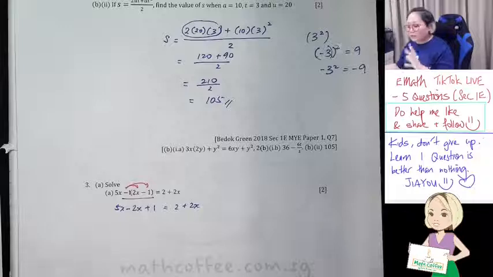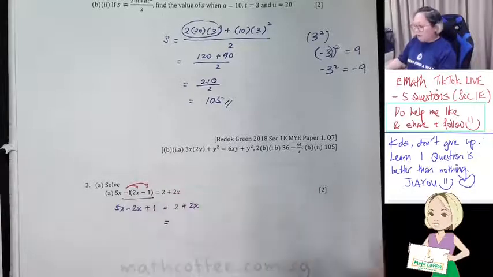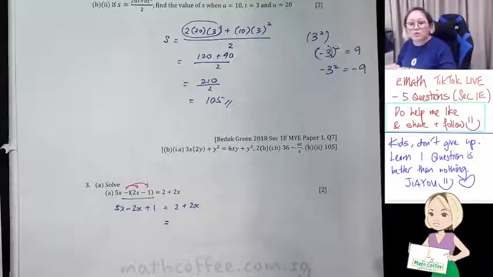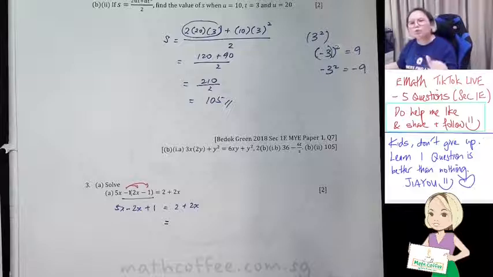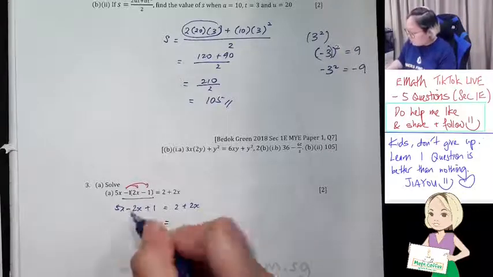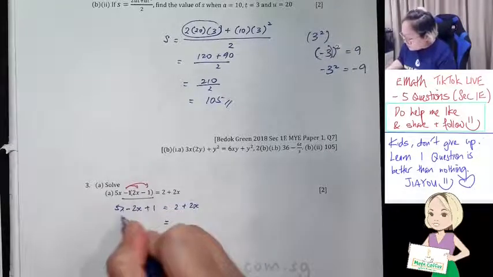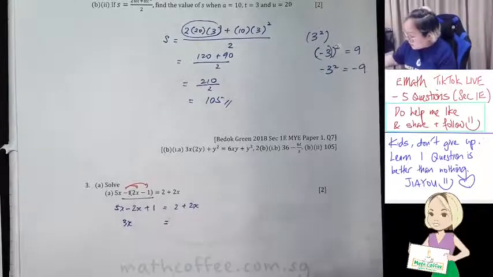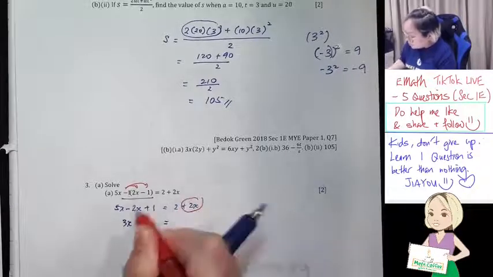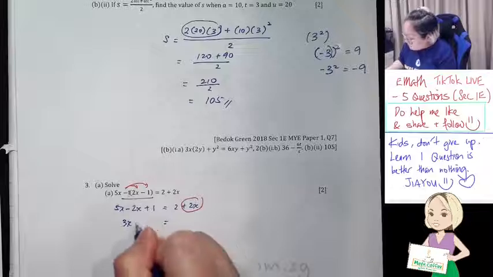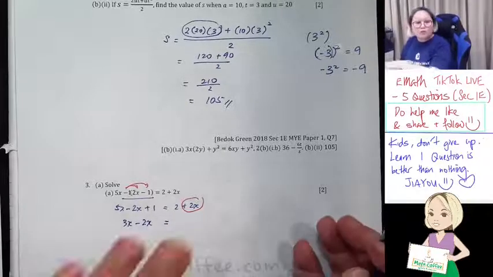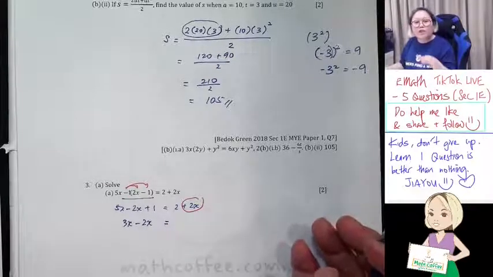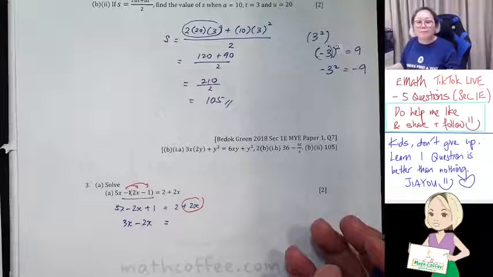Linear equation means that keep your equal, all the x to the left hand side, all the numbers to the right hand side. So my 5x minus 2x now simplify become 3x. This plus 2x, I'm going to bring it to the left hand side. So it becomes minus 2x. When you bring to the other side, you will change sign. Plus become minus, minus become plus.